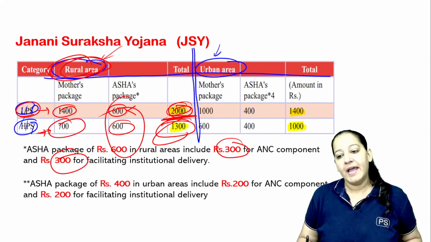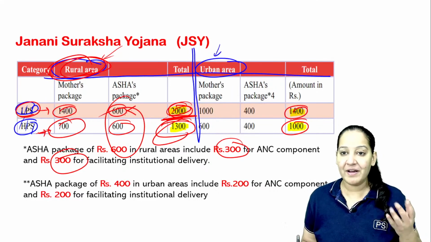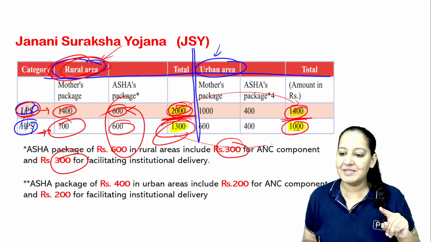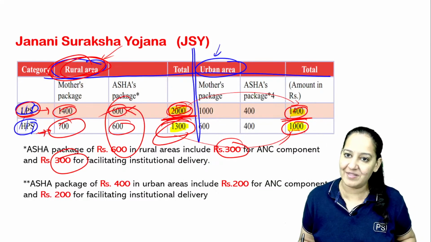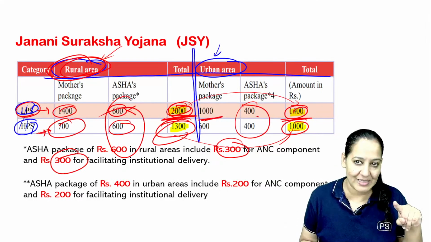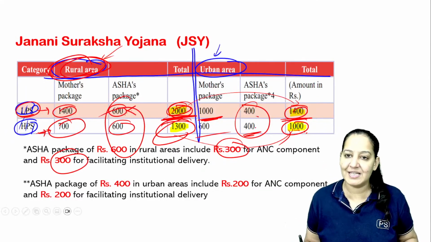In urban areas, learn the total package. Low performing, high performing. In low performing, the government is giving 1400. Okay, it is less than 2000, you can see, and here the government is giving only 1000. So learn 1400 and 1000. Here the ASHA package is only 400. So 1400 minus 400, that's 1000 is given to mother, and 1000 minus 400, that is 600 is given to mother. Say yes if you got it.